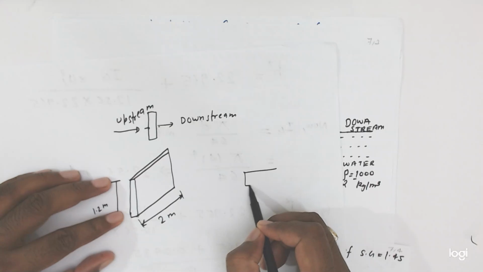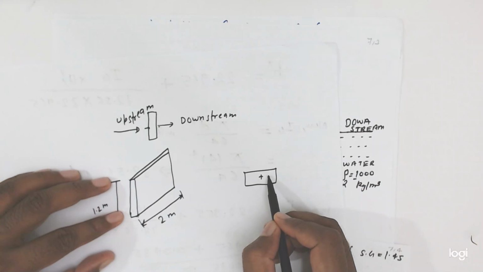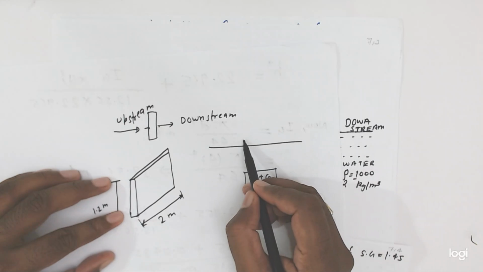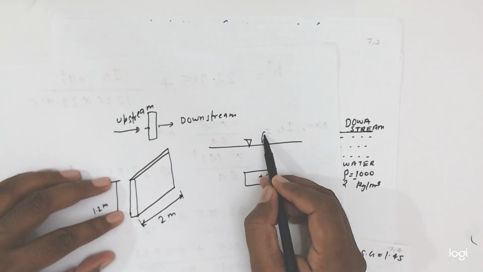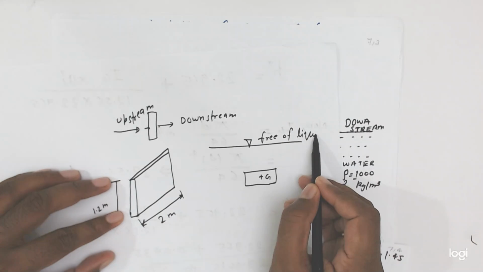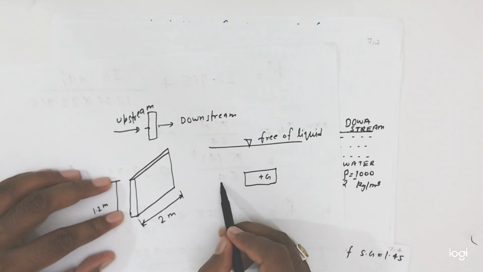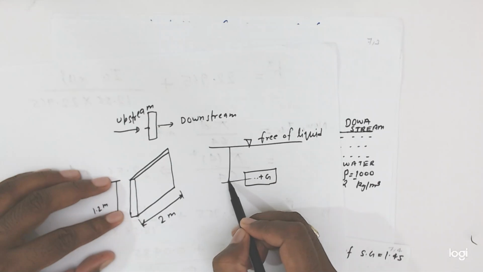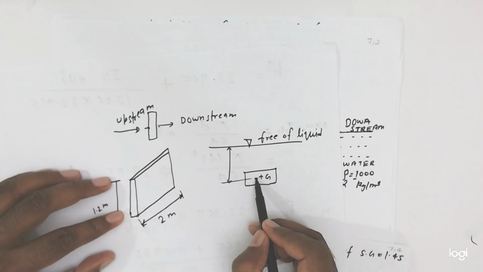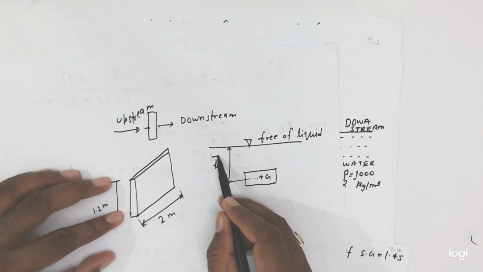Suppose friends, this is the liquid. So what is H bar? From G point to the free surface. This is the free surface of liquid. So friends, this is the G point, and center of gravity of the body to free surface is known as H bar.